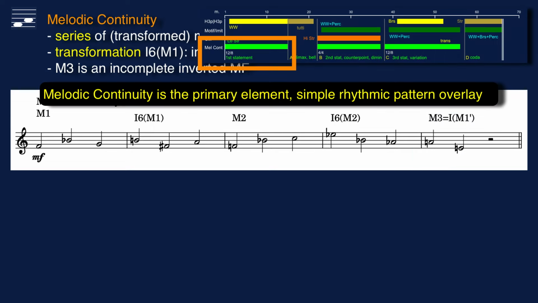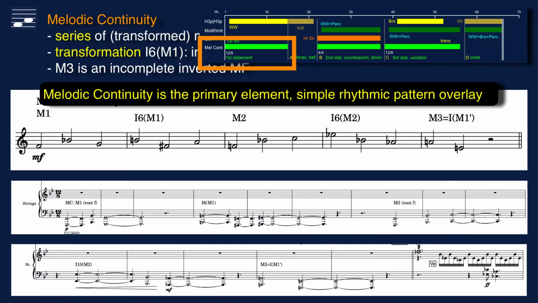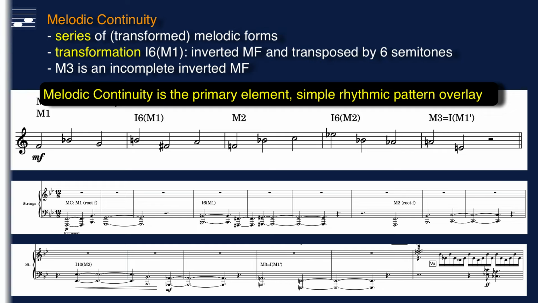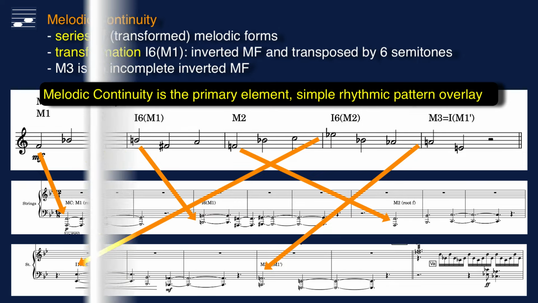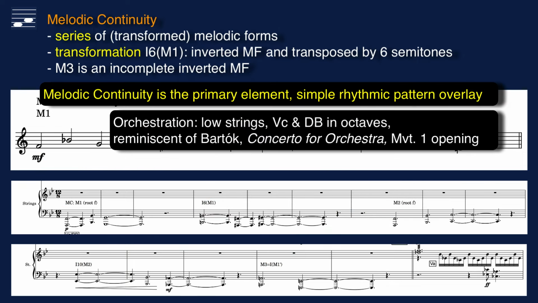This melodic continuity is used as the main element in the opening section of the orchestral composition. The 5 phrases obtain a simple rhythmic overlay. The orchestration is for low strings and octaves. The idiom is reminiscent of the opening from the Bartók Concerto for Orchestra. Listen to this melodic continuity in isolation.